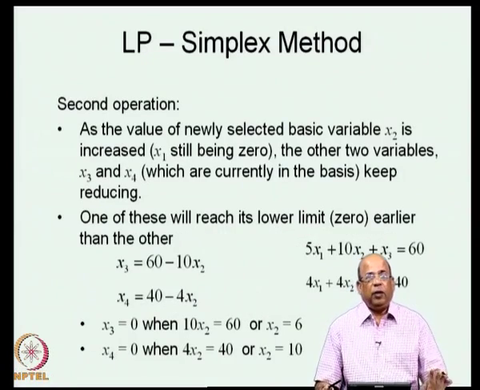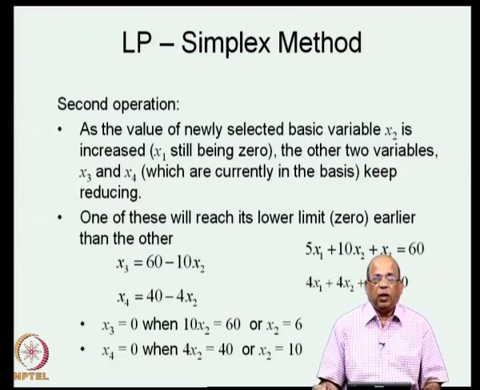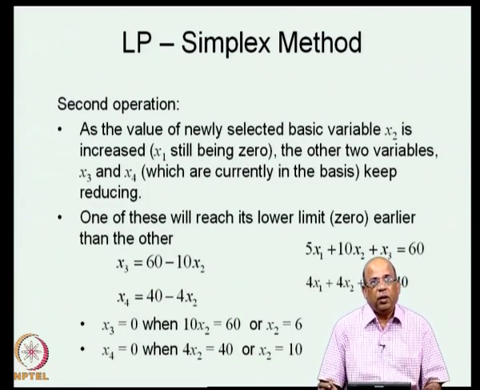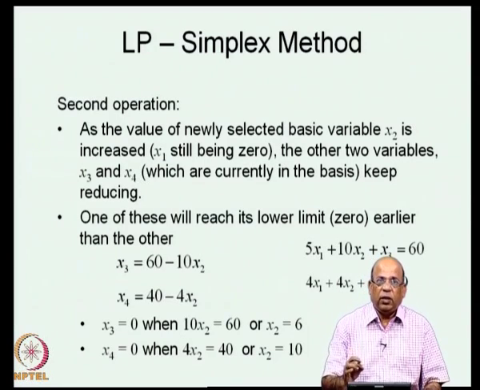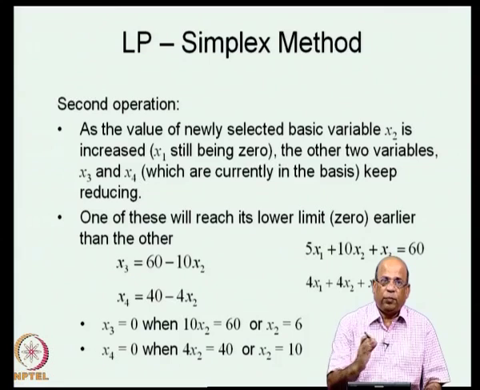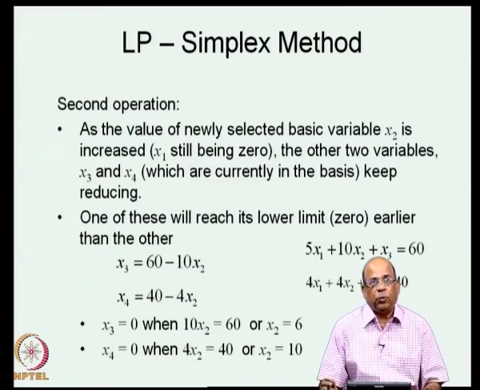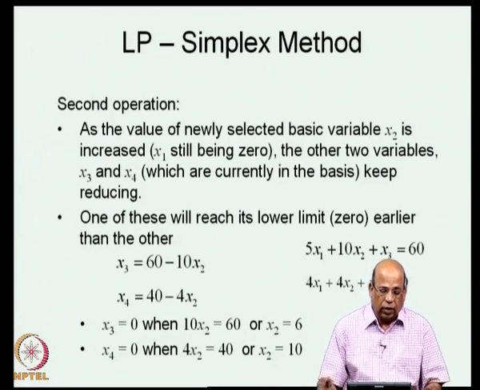Then we made a decision that between x1 and x2, x2 will come into the basis. Now, x3 and x4 were in the basis. Out of x3 and x4, one has to go, either x3 or x4, to make way for this entering variable, which is x2. Which between x3 and x4 should go out? Let us see what happens.